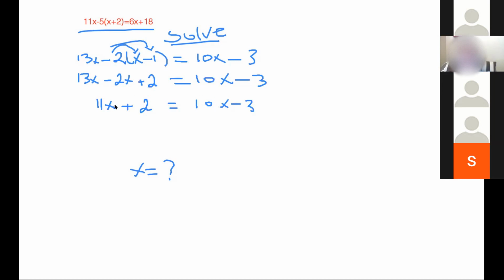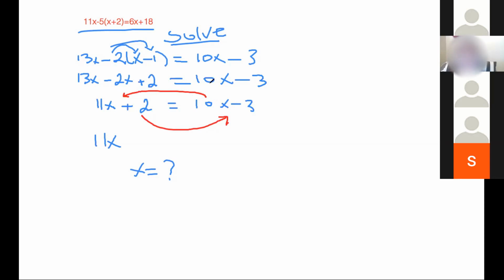So now we need to have the x's on one side and the numbers on the other. So we have x here and here across the equal sign. So we're going to move this over. And we're going to move the positive 2 to the other side to be combined with negative 3. So what do you get now? 11x minus 10x. We're going to move this 10x, which is technically positive 10x, to the other side.